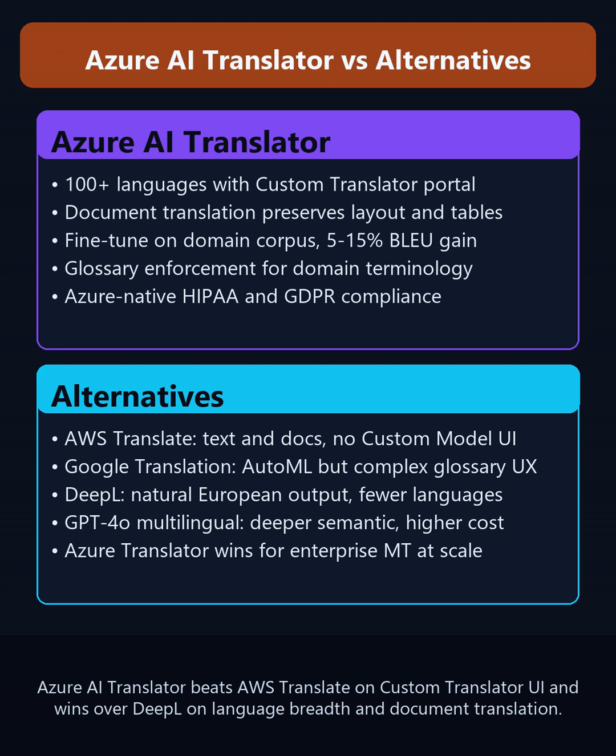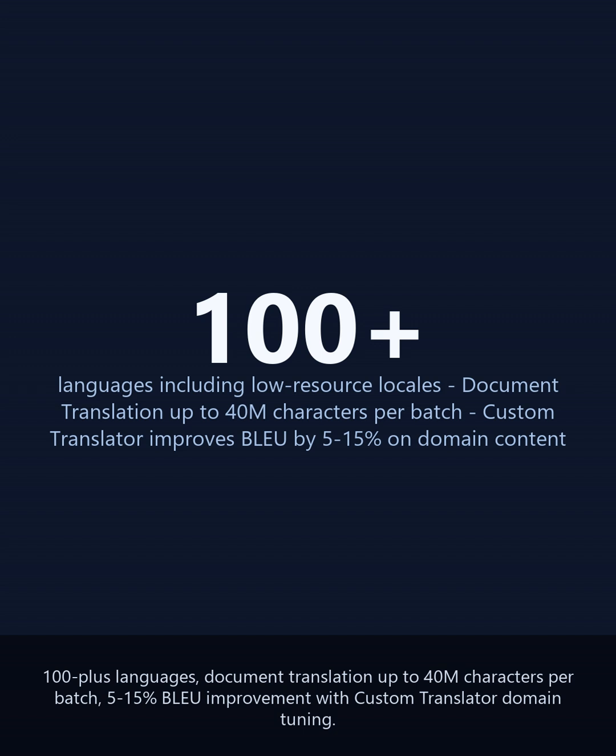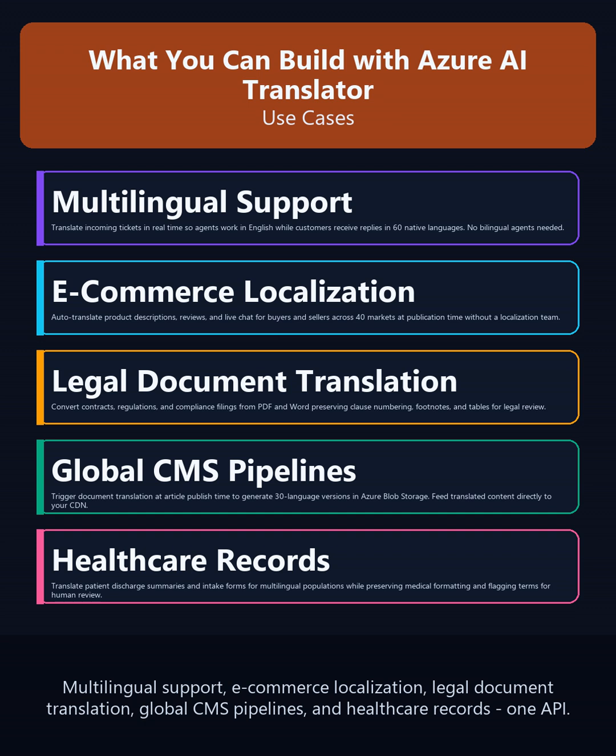Azure AI Translator supports over 100 languages and dialects, including lower-resource languages like Welsh, Maltese, and Inuktitut. Document translation processes up to 40 million characters per batch job and preserves all native formatting in Word, PDF, Excel, and PowerPoint files. Custom translator models consistently improve BLEU scores by 5 to 15% over the base model for domain-specific content. Azure AI Translator powers 5 categories of multilingual enterprise applications.